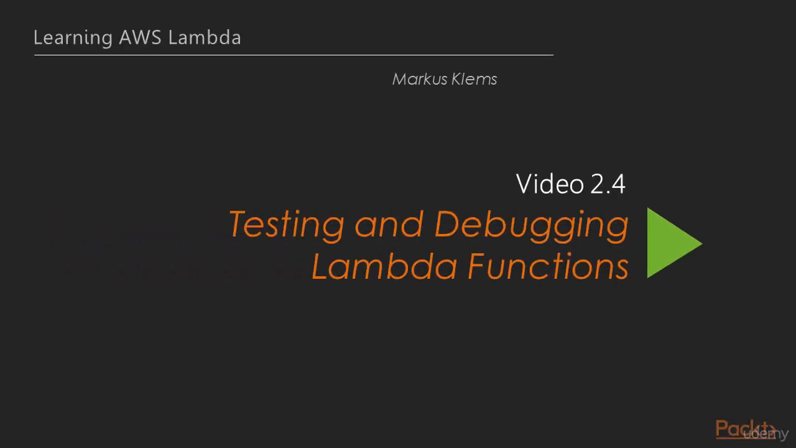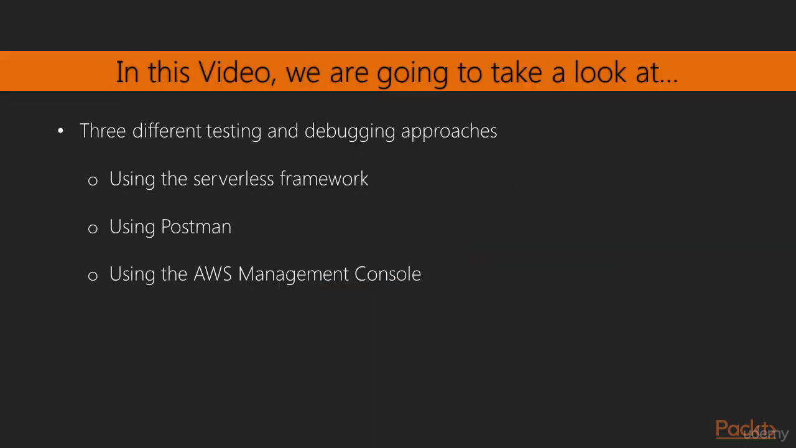In the previous video, we learned a little bit more about programming Lambda function handlers. Now let's explore testing and debugging. In this video, we are going to look at three different testing and debugging approaches. First, using the serverless framework. Second, using Postman for testing our API. And third, using the AWS Management Console.